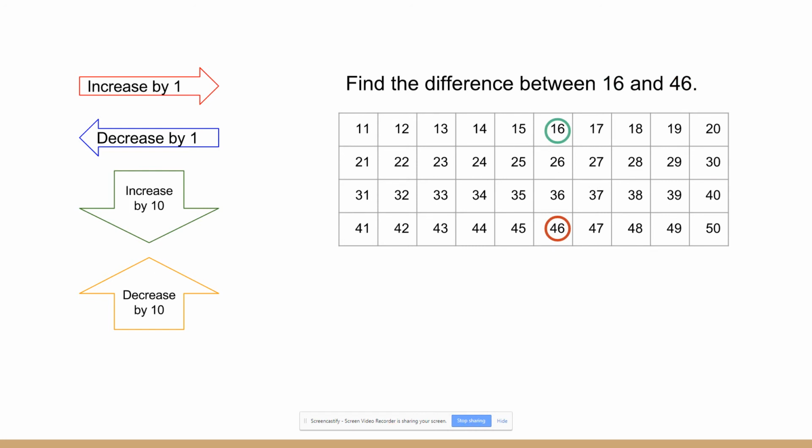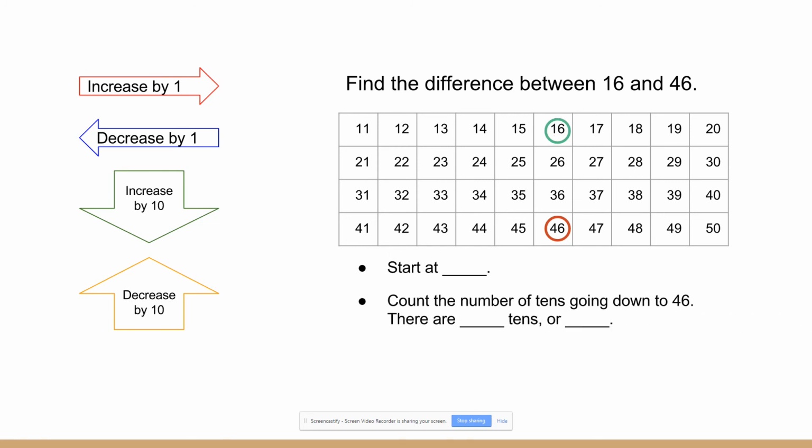Now in a few minutes, you're going to get a chance to try some of these problems on your own. I'm going to talk you through it. The first one will be finding the difference between 16 and 46. Now for 16 and 46, you're probably thinking, well, that seems easy. That only seems like groups of 10s. That's right. So the first thing you'll do is you'll start on what number? That's right. You're going to start on 16.